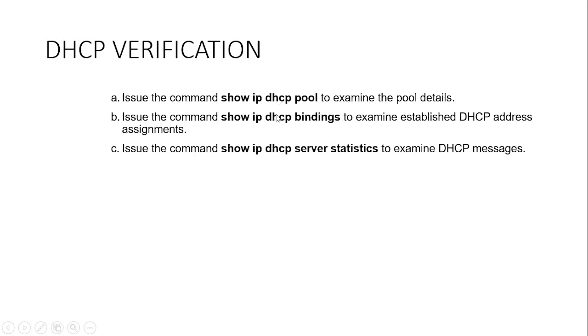The second command we shall use for verification is show IP DHCP binding. This one is used to examine established DHCP address assignments. The last command we shall use is show IP DHCP server statistics. This one is used to examine DHCP messages. We shall see that one later on when we go to the lab.